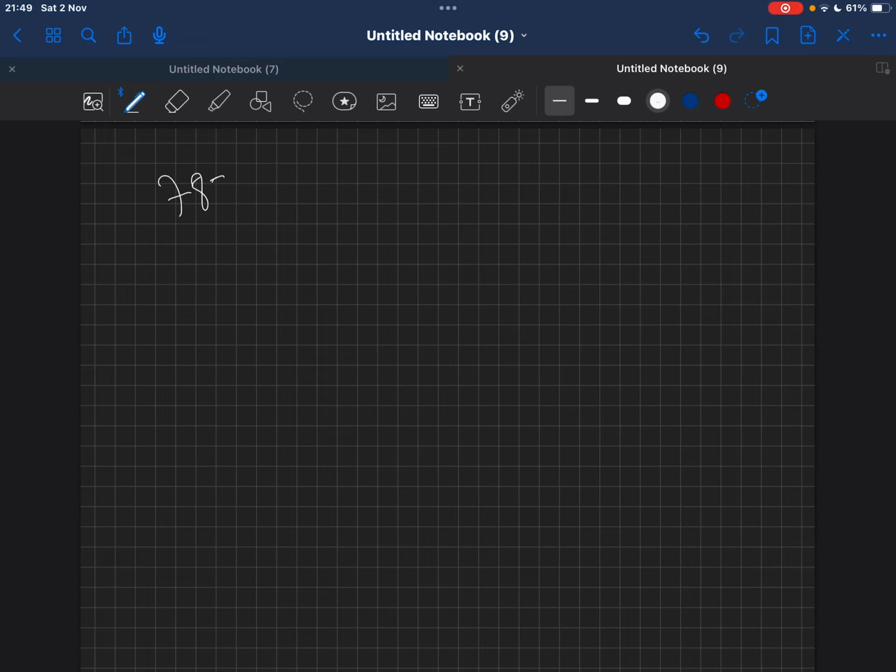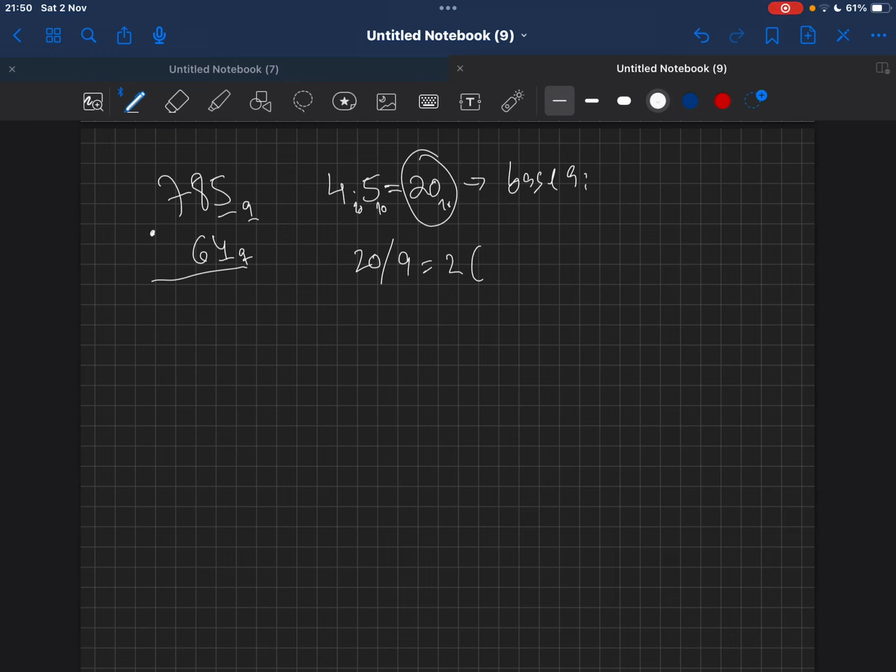The truth is that we also could just do it like this. Take 785 multiplied by 64 in base 9 and start doing it directly, very quickly. So 4 times 5 is 20, but I did it like in base 10. I want to do it in base 9, so I convert this to base 9. Dividing, this is 2 with a remainder of 2, because 2 times 9 is 18.